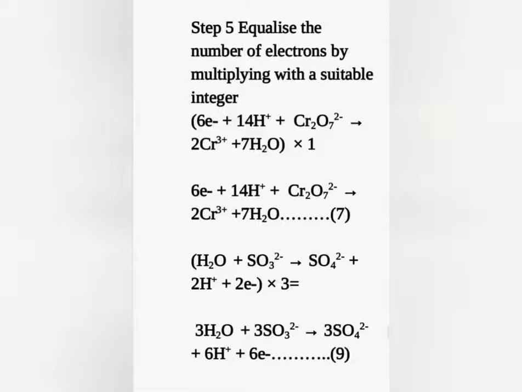What is the main aim of that step? Both equations should have the same number of electrons, otherwise the electrons will not be cancelled.